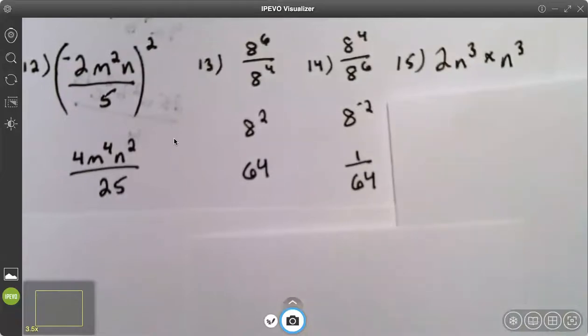Number 15, coefficients. 2 times 1 is 2, and n cubed times n cubed. Keep the common base, add the exponents is n to the 6. 2 n to the 6 is your answer.